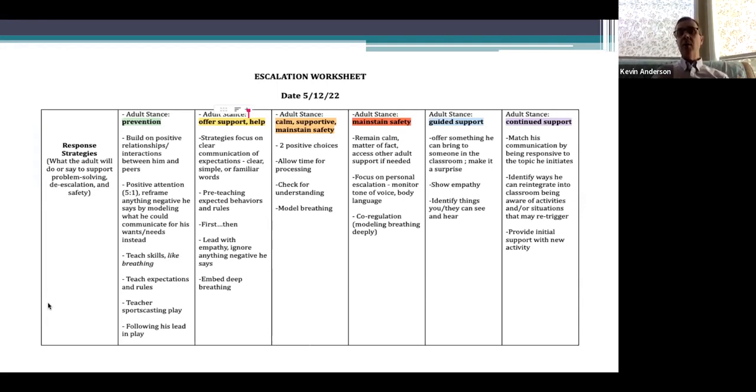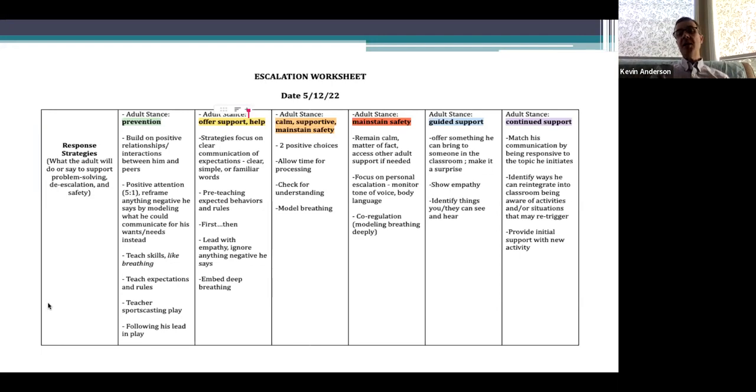So when the child is in that green zone, what are we as adults doing to support them and help them stay there? As the child escalates, what can we as adults do? What strategies can we use to help avoid the challenging behavior? Can we use first-then language?